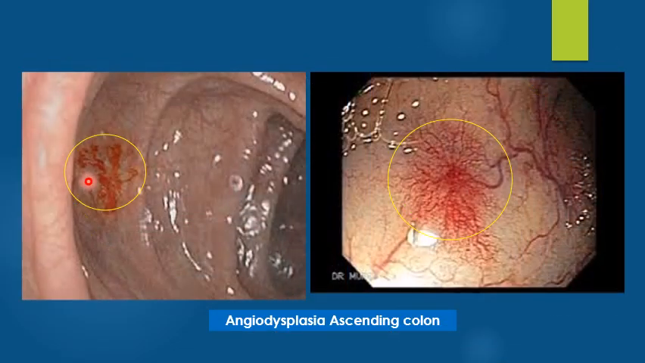Okay, this is angiodysplasia of the ascending colon. It's a close-up view. It's a form of congenital AV malformation, leading to bleeding.